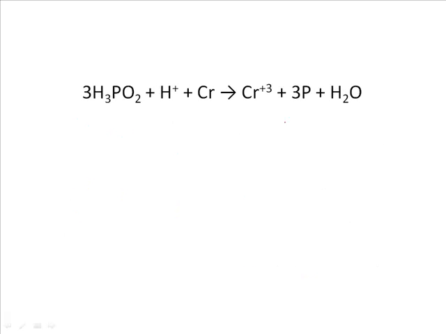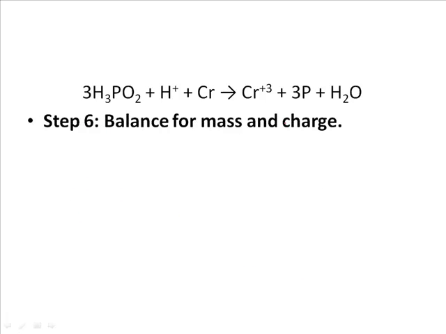So the last step is to balance for mass and charge. In other words, all the atoms in the equation need to balance out. First step that I do is I count up the number of oxygens, and the number of oxygens in this case are going to equal the number of H2Os. So on this side I have 6 O's, so therefore I'm going to have 6 waters.